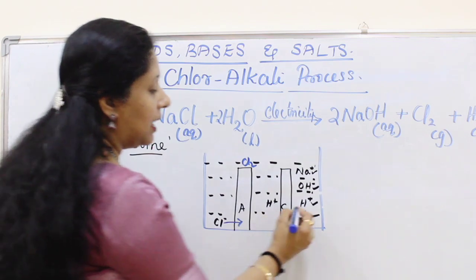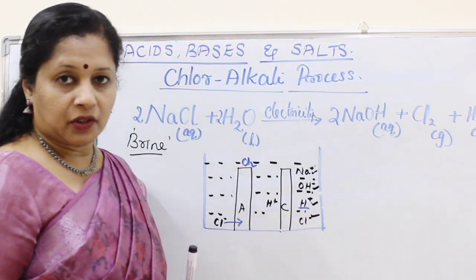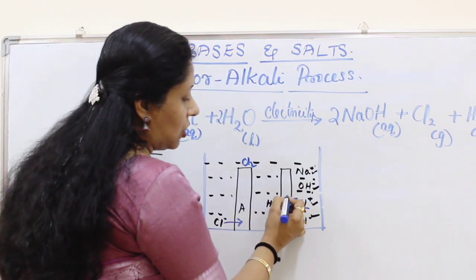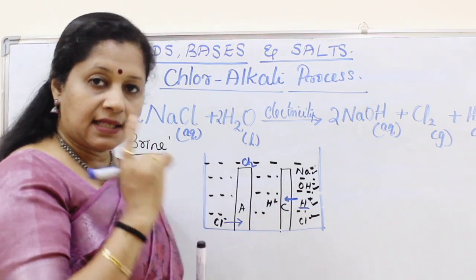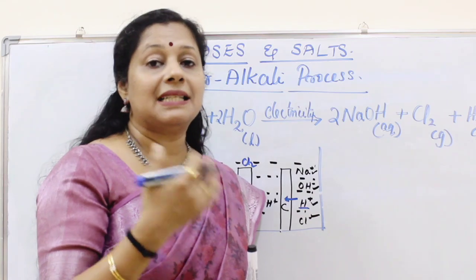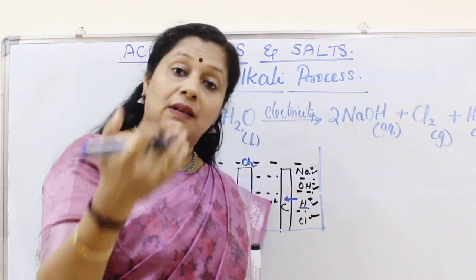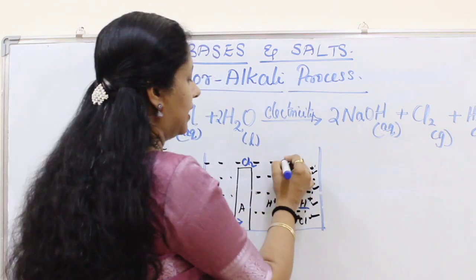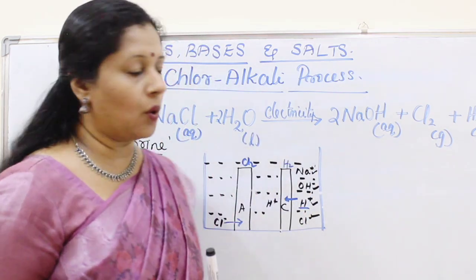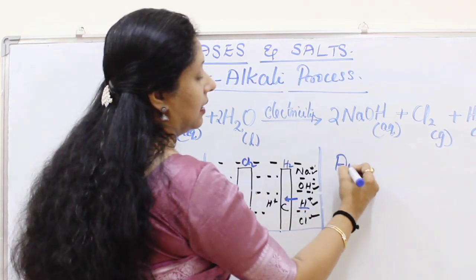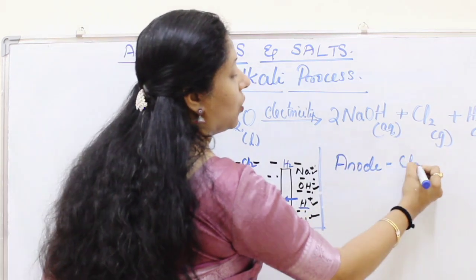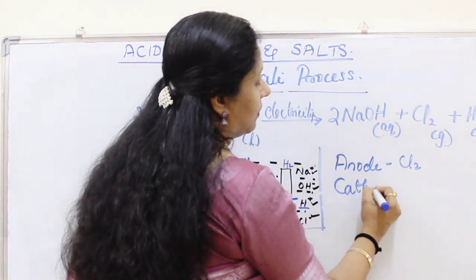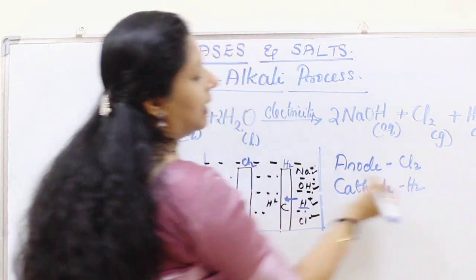At the same time, H plus is a cation, so it will move towards the cathode, which is negatively charged. It has a plus charge, that means it is lacking one electron. So it will absorb one electron and become H. H and H will form hydrogen gas. So at the anode, what are we getting? Chlorine gas will be released. At the cathode, what will come out? Hydrogen will be coming out.